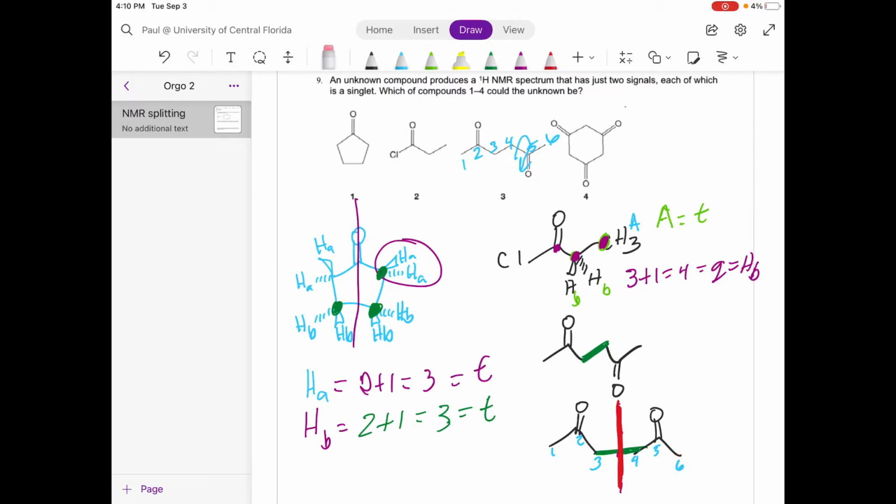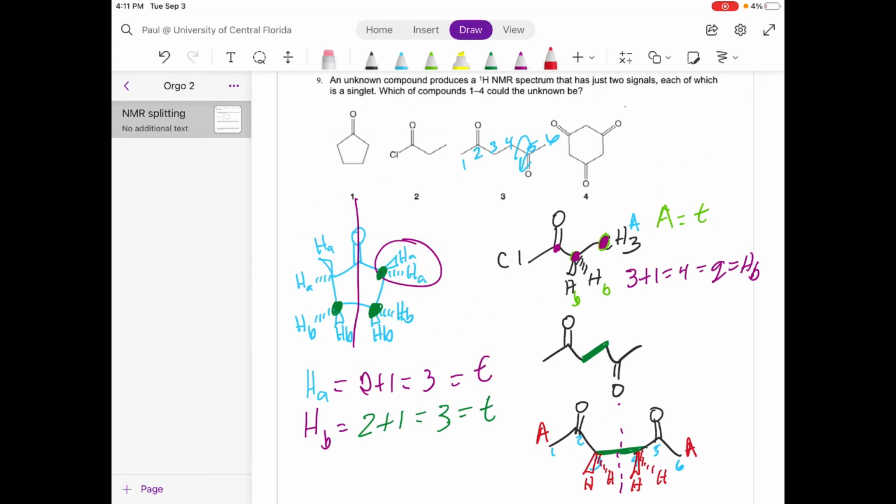And so we have one signal for that. So we could label that A and A, both giving a signal. And then carbon 3 and carbon 4 both have what? A wedged and a dashed hydrogen.